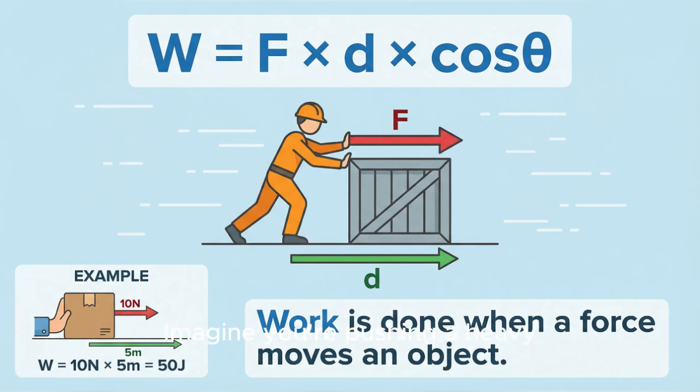Imagine you're pushing a heavy box across the floor. Let's say you push with a force of 10 newtons and you move it 5 meters. The work you've done is 10 times 5, which equals 50 joules. That 50 joules is the energy you transferred to the box to get it moving.